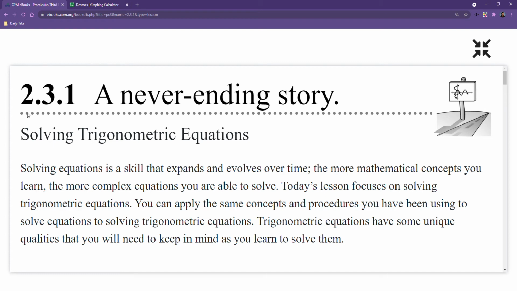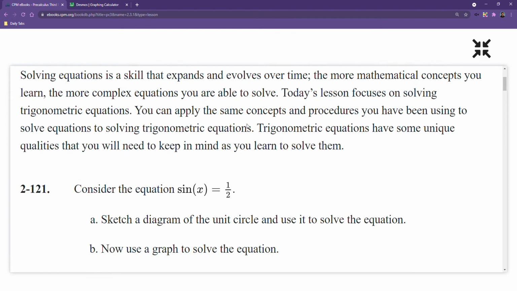I am going to do a little video for you guys to help you get going on your lesson for today. That's lesson 231, Never-Ending Story. And we are going to start solving trigonometric equations using the unit circle. I'm going to skip reading over this part here, but you can read that on your own.